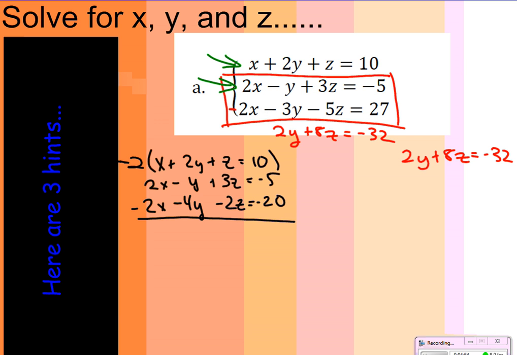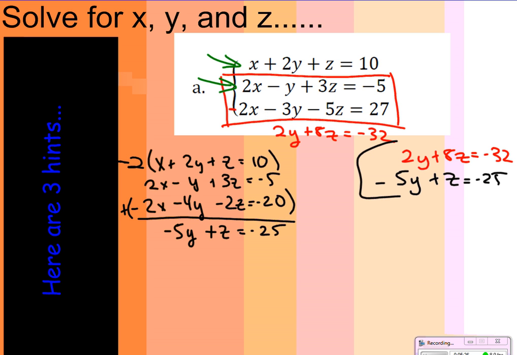So now when I add this, I'm going to add because these 2 are opposite signs. Here's what's going to happen. X's go away. Negative y plus negative 4y is negative 5y. 3z plus a negative 2z is just positive z. Negative 5 plus negative 20 is negative 25. So now I've got negative 5y plus z equals negative 25. Now I've got a small system here that I can handle pretty easily. So 2y plus 8z equals negative 32.